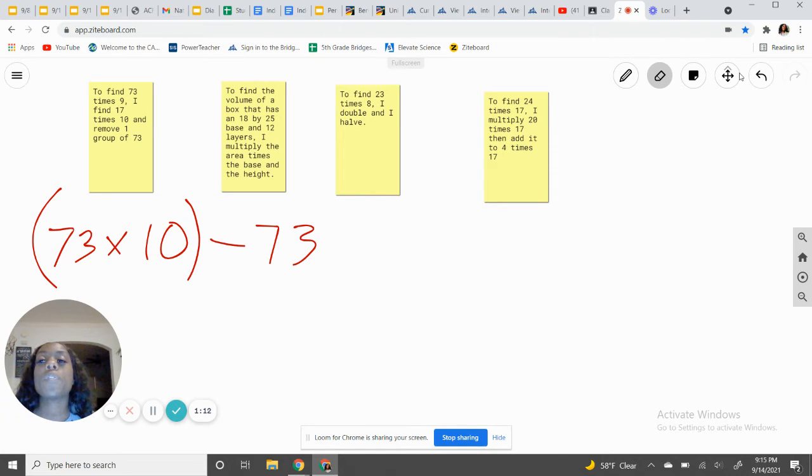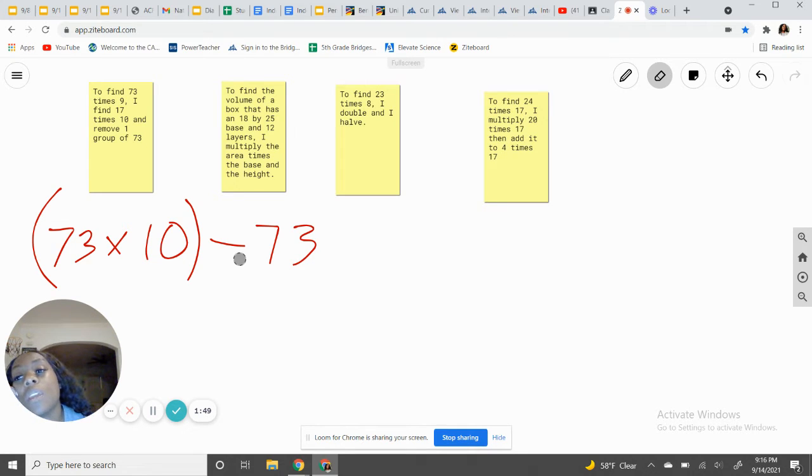So a little more efficient than doing the standard algorithm with 73 times 9. We should just do it times 10, right? The times 10 rule, super simple, right? We just take away the 0 and put it back on the end, right? So for this, we're going to do that same thing. We're going to do 73 times 10, but then we're going to be removing, which means it's subtraction. We are removing one group of 73.